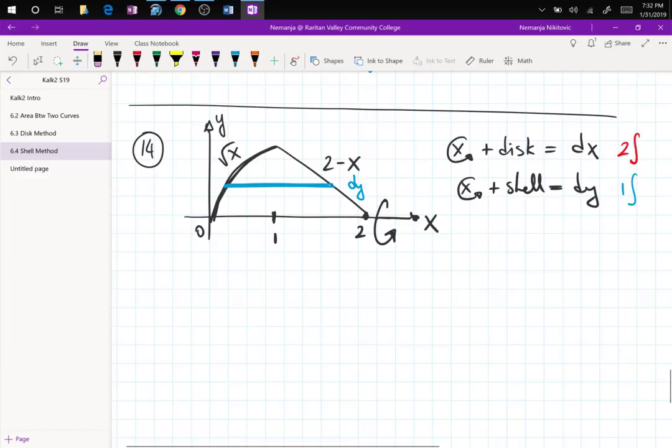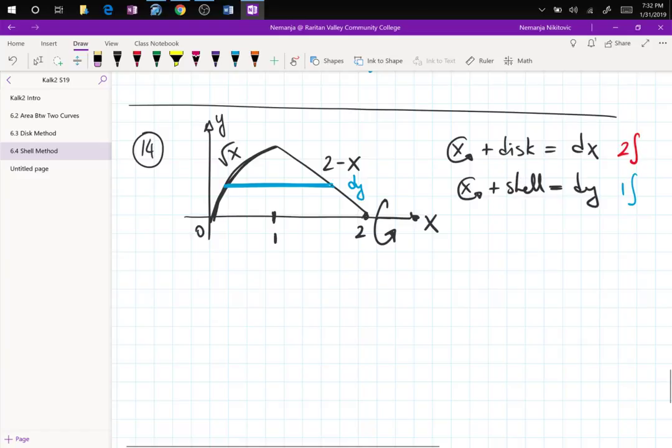So that's that. Solve this problem both ways. Your dx is going to have two integrals. You add them. Your dy is going to have a single one. Your final answers for both better be the same number because it's the same object.